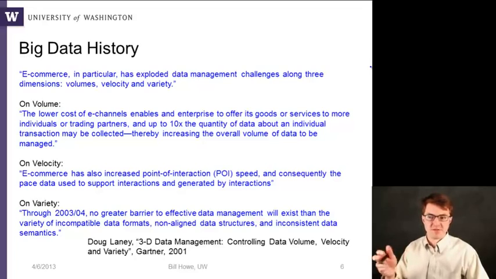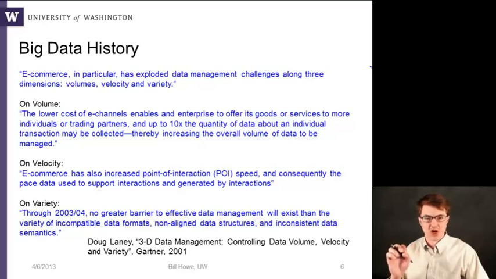he's really talking about sort of business to business. If you think about 2001, this is around the dot-com boom, and so everyone was trying to figure out what this new era of technology was going to get, what the internet was really going to give to them beyond just sort of putting up a web page and serving it out to your customers. How are you going to be able to interact with your supply chain or your vendors and so on? Okay, and so this is what he means by this notion of e-channels. But up to 10x the quantity of data about an individual transaction may be collected.